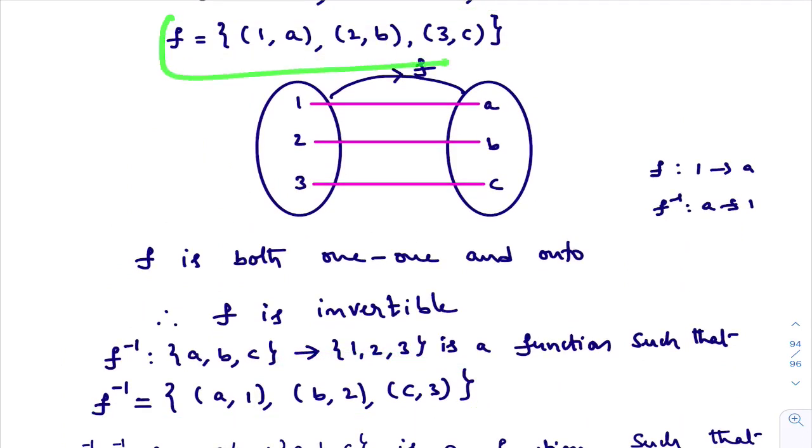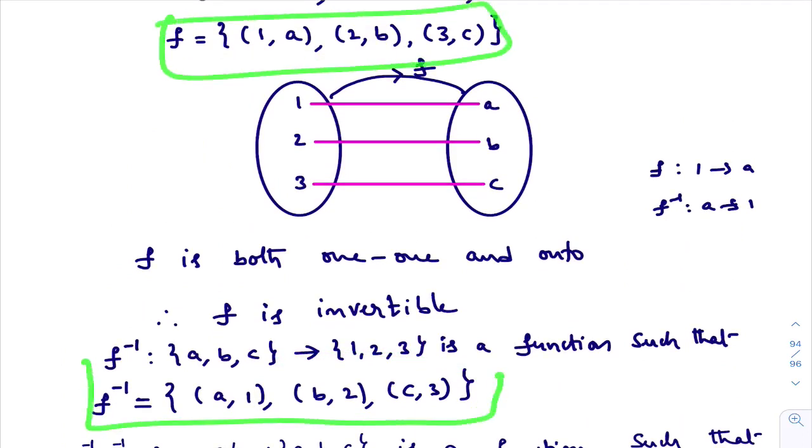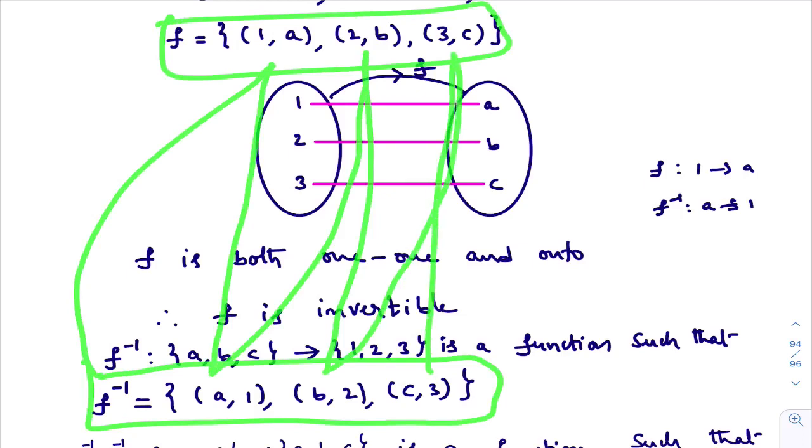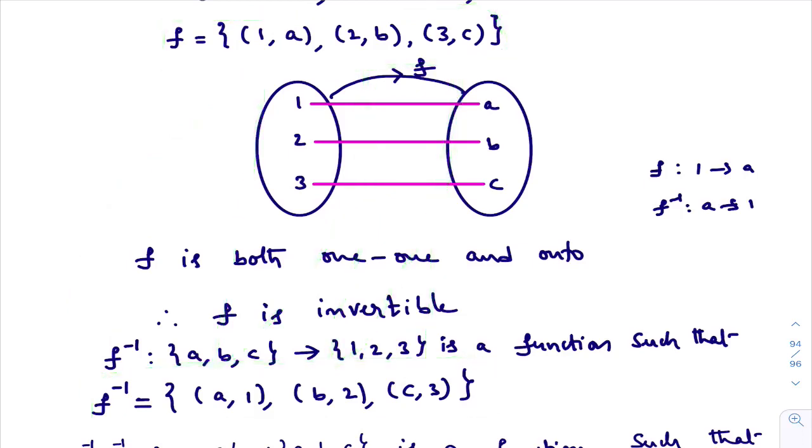Please observe this part and this part. This part you observe. Here 1 comma a is there. Here a comma 1 is there. Here 2 comma b is there. Here b comma 2 is there. Here 3 comma c is there. Here c comma 3 is there. I hope you are understanding.